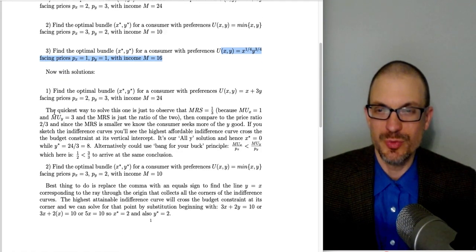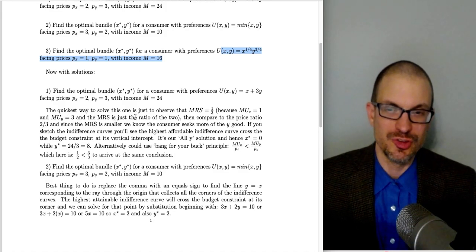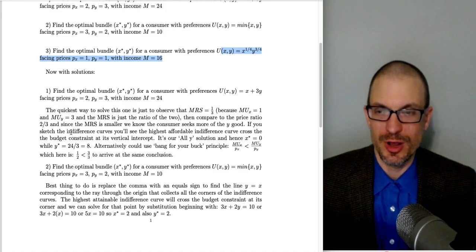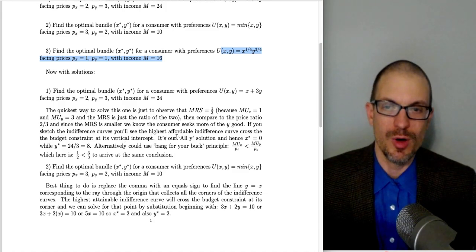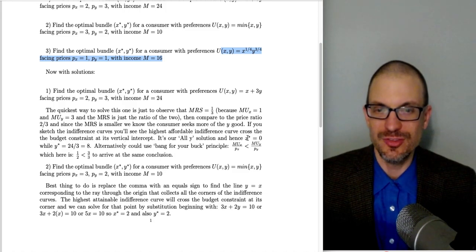In the first one, the quickest way to solve number 1 is to first observe the marginal rate of substitution is equal to 1/3 because MUX equals 1, MUY is equal to 3. MRS is just the ratio of the two, compared to the price ratio, which is 2/3, PX over PY. Since the MRS is smaller, we know the consumer seeks more of the Y good. If you sketch the indifference curves, you'll see the highest affordable indifference curve crosses the budget constraint at its vertical intercept. It's our all Y solution, our corner solution. Hence, optimal X is 0, and Y is 24 over 3, which is 8.